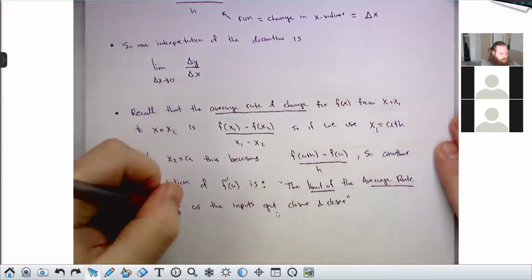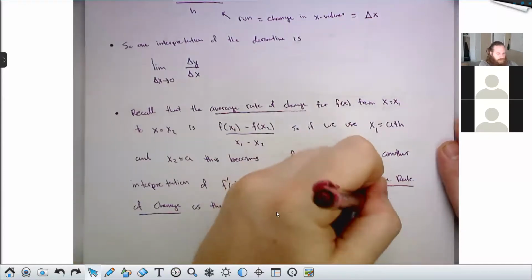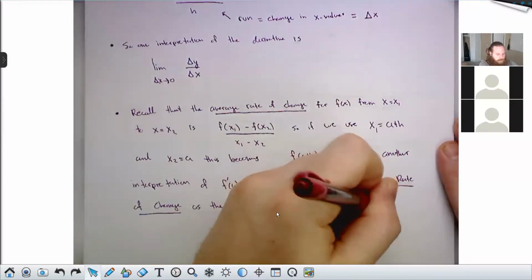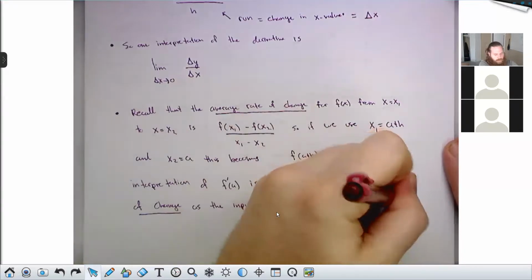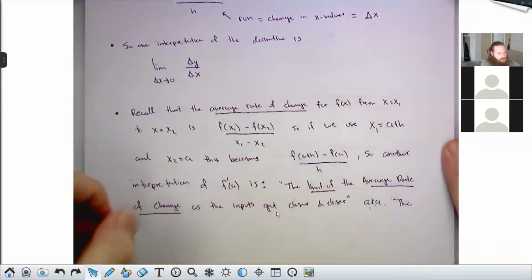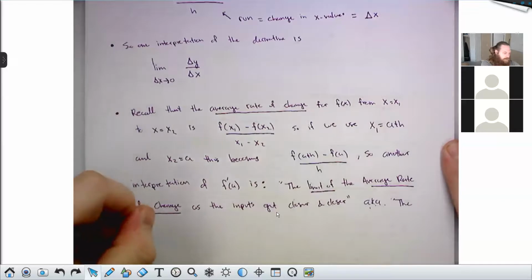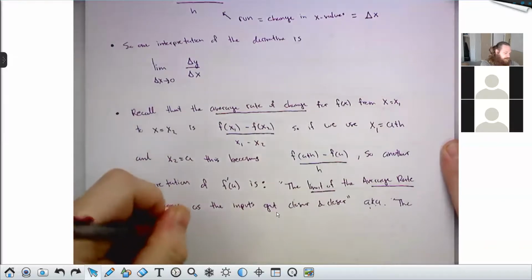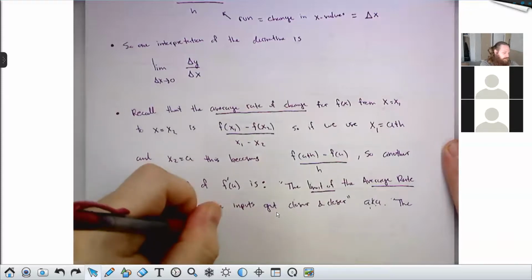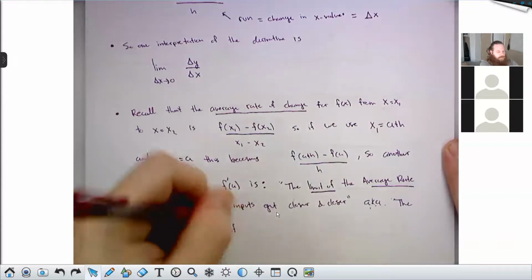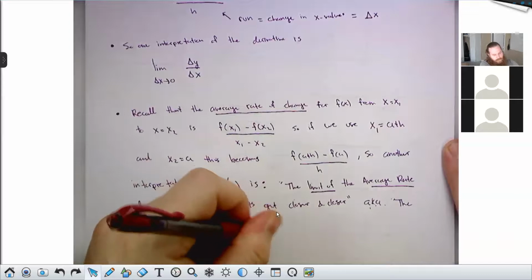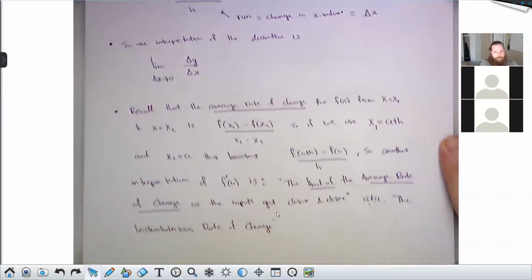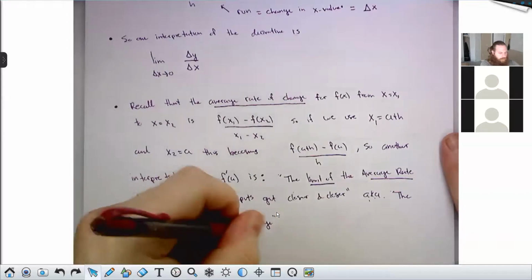this is AKA, I'm going to spell this word wrong, I'm sorry, instantaneous rate of change. And that's a big deal.